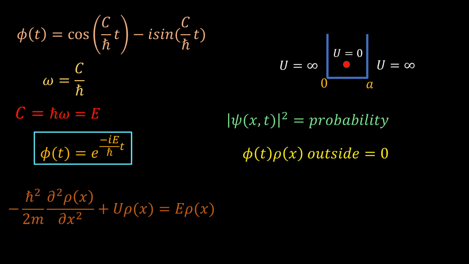Since we already know that phi of t is not 0, and psi is a product of phi and rho, then rho of x must be equal to 0 outside the box. So we will have a trivial solution for the time-independent Schrodinger equation outside the box, which is useless. Inside the box, where U is equal to 0, the equation is as follows.